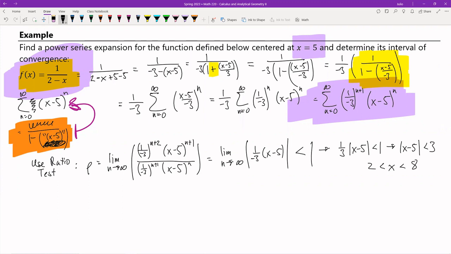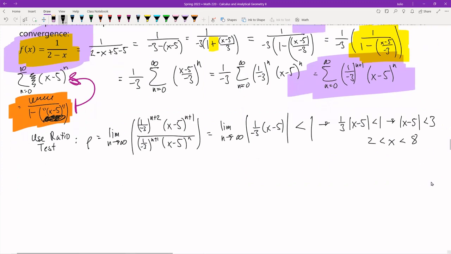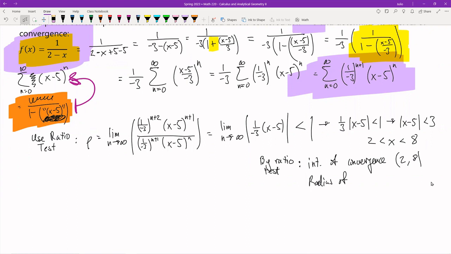So we have the following now. Let me scroll down a little bit. By the ratio test, the interval of convergence is going to be 2 to 8, and the radius of convergence is going to be r equals 3. And that's just from the ratio test. Boom.